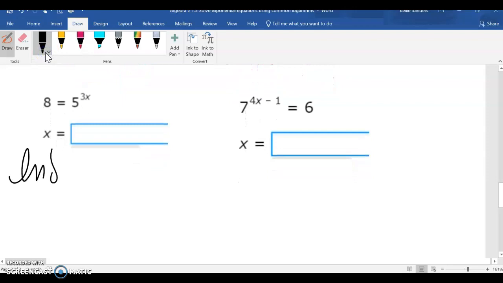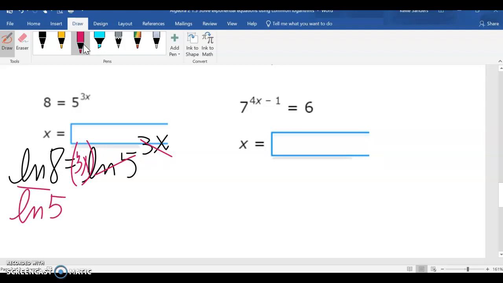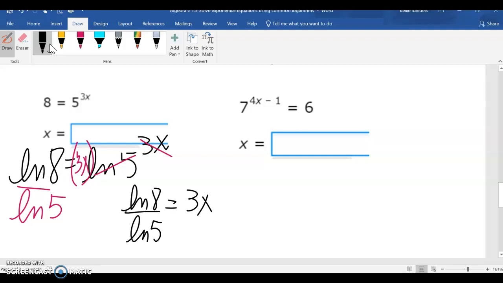So natural log 8 equals natural log 5 to the 3x. So the 3x can come to the front, and we divide by natural log 5. So now we have natural log 8 over natural log 5 equals 3x. I still need to get x by itself, so we're going to divide by 3. And to divide by 3 is putting 3 on bottom. So we're just going to put a 3 right in front of that natural log 5.